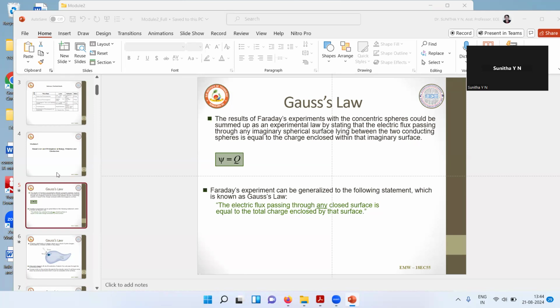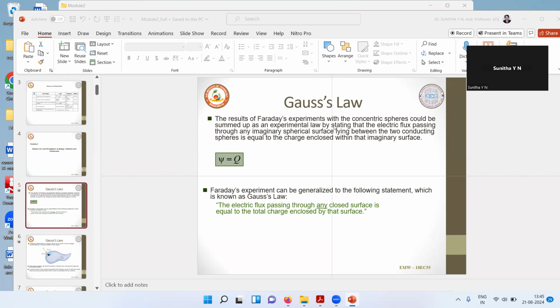We have our next topic here from module 2, that is Gauss law. What is Gauss law? Gauss law is the result of Faraday's experiment. We call it the experiment about charged concentric spheres. So it goes this way.